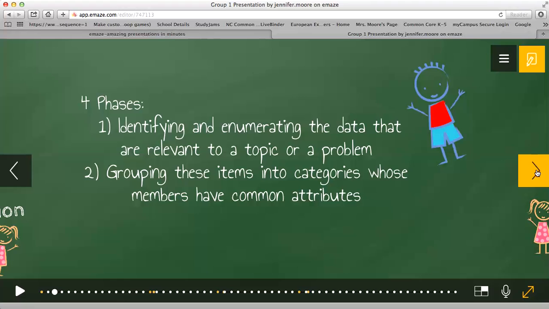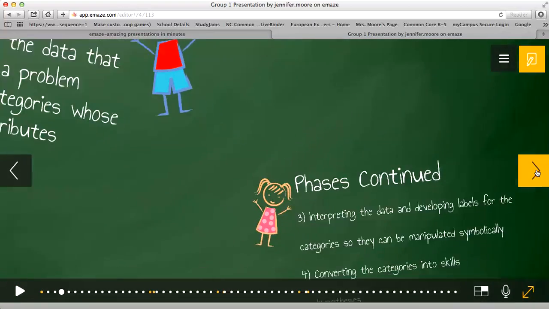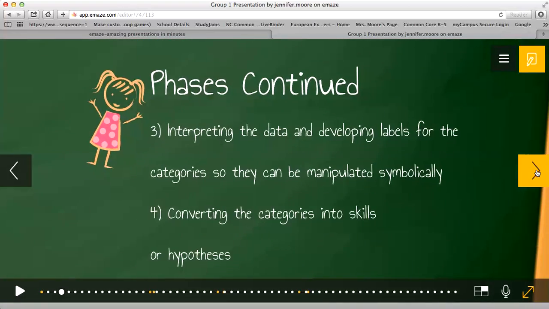There are 4 phases. First one is identifying and enumerating the data that are relevant to the topic or a problem. Number 2, grouping these items into categories whose members have common attributes. Phase 3 is interpreting the data and developing labels for the categories so they can be manipulated symbolically. Phase 4 is converting the categories into skills or hypotheses.